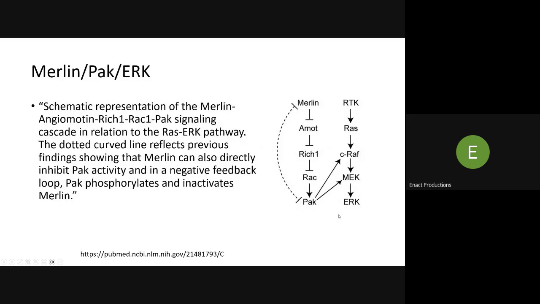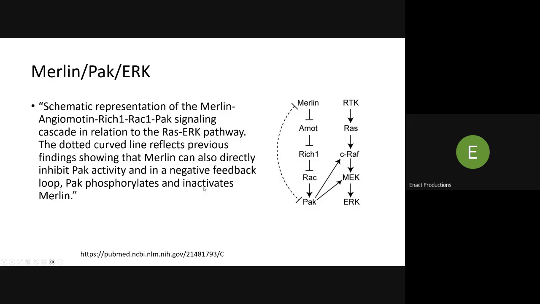Now we're up here at Merlin, and Merlin has this kind of confusing role. Just to be clear, the arrows generally imply a promoting effect. So this promotes the next thing. The flat bar that looks like an upside-down T implies inhibiting. So it gets a little bit confusing, but you can imagine if you're inhibiting an inhibitor, then you're promoting, right? There are a few steps of that, but ultimately the function of Merlin, I'll read it here: the dotted curve reflects findings showing that Merlin can also directly inhibit PAK activity in a negative feedback loop.